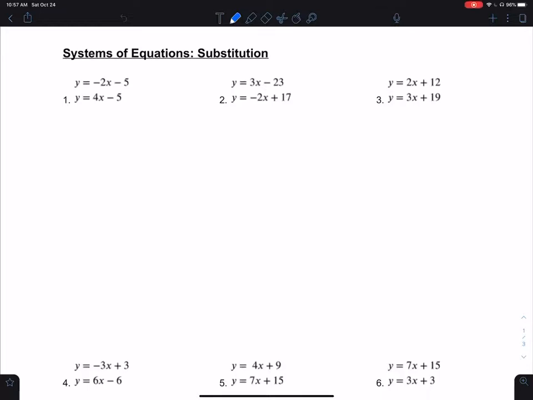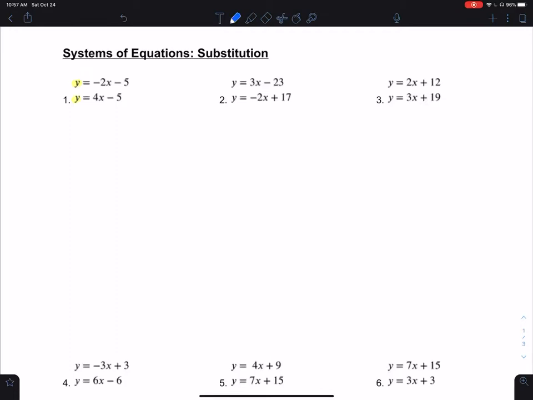In this video, we're going to look at solving systems of equations using the substitution method. In these examples, both equations will already have a variable isolated, the same variable isolated. So if we look at number 1, we have y equals negative 2x minus 5 and y equals 4x minus 5. What I want to notice is that both equations already have y isolated.